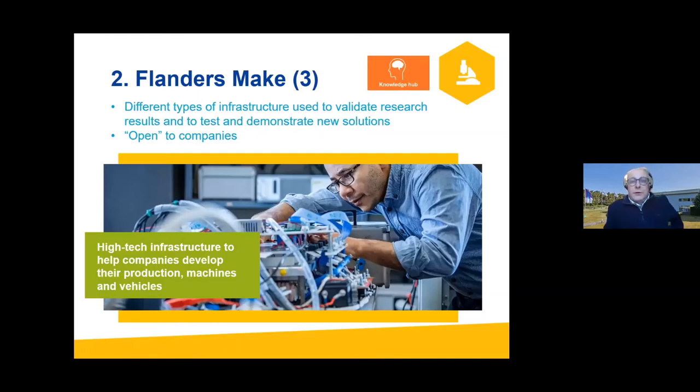Talking about infrastructure, Flanders Make has 17 different labs. Many of these labs are located in the Flemish universities. Each and every lab has a certain dedicated infrastructure, which is used to validate research results, of course, in the first place, but also to test and demonstrate new solutions. And all these infrastructures are open to companies.